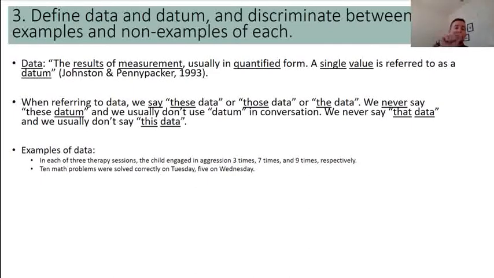Okay. And so when you graph these data, you would go to Tuesday and then go up and put a dot or a data point at 10. And then you would go over to Wednesday and then go up to 5 and put another data point. And so when you describe what you wrote in the graph, you would refer to what you wrote as these data, or those data, or the data. And so the data point for Tuesday, with 10 math problems correct, would be a datum.